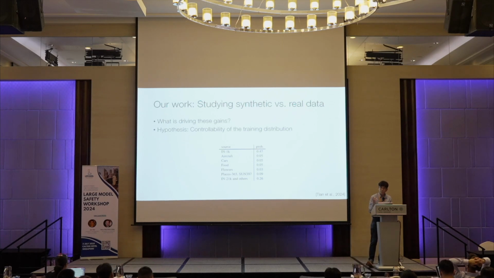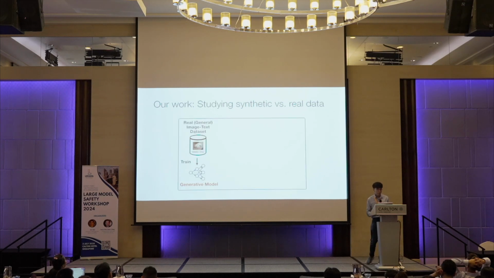They can control the distribution of training data to be exactly what is more relevant for the downstream tasks that they care about. As opposed to just using a random selection from the internet where you probably don't have 5% of all of your images being about aircraft. So what we wanted to see is, is that the main thing that's driving the success of synthetic data, or is there something else?